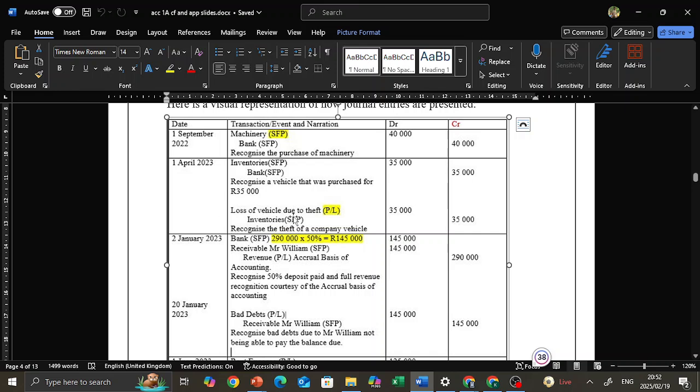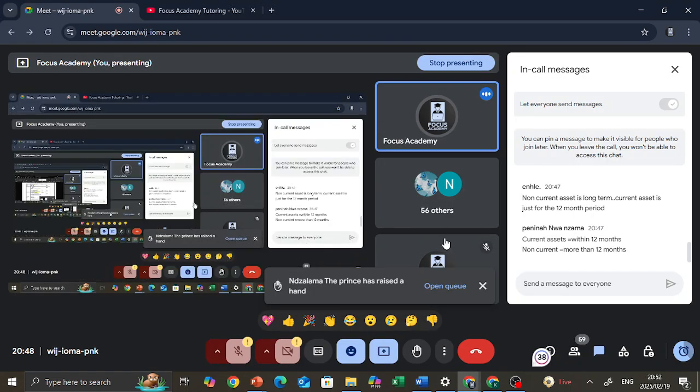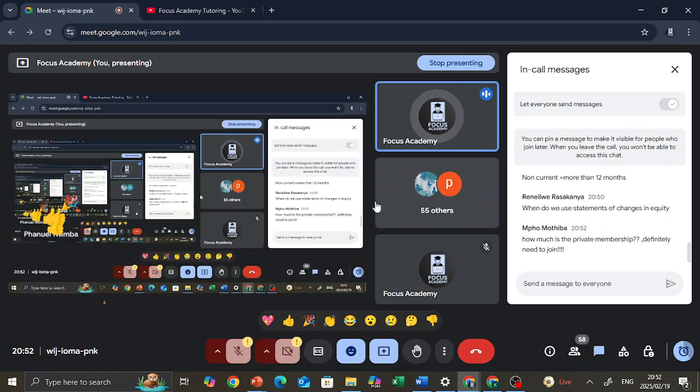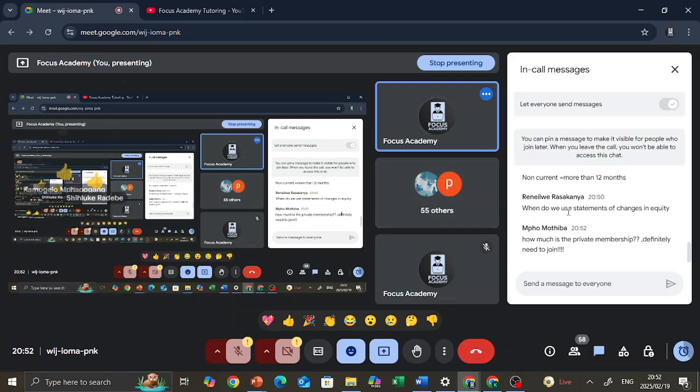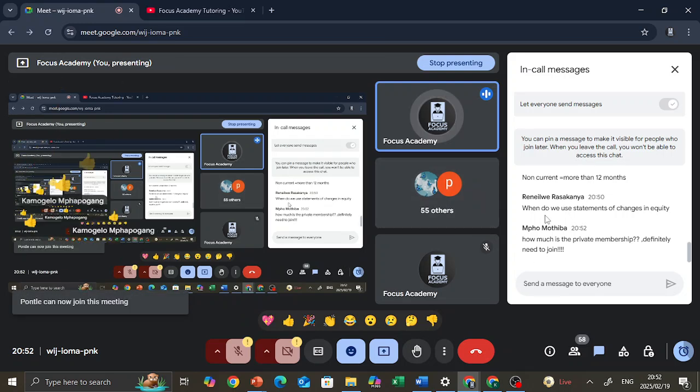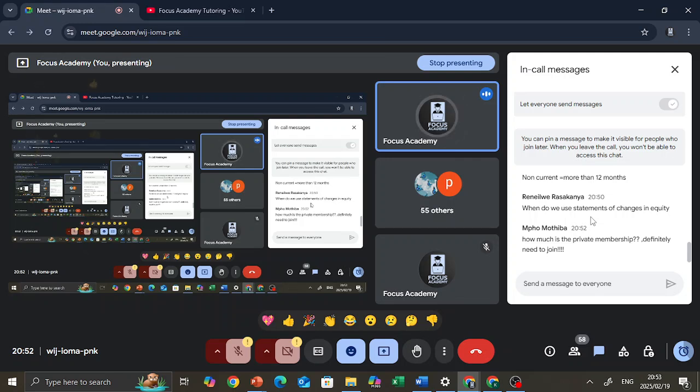Okay, guys. So, are you guys with me? Talk to me. Chat. Are you guys with me? If you're not, you know I will go again until you are. Okay. Chat. Okay. When do we use statement of changes in equity? Renelwe, that is when we're dealing with share capital and dividends. All right. That is one of the most emphasized items by your lecturer.